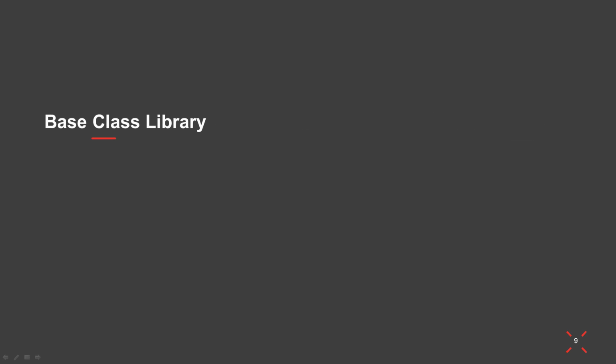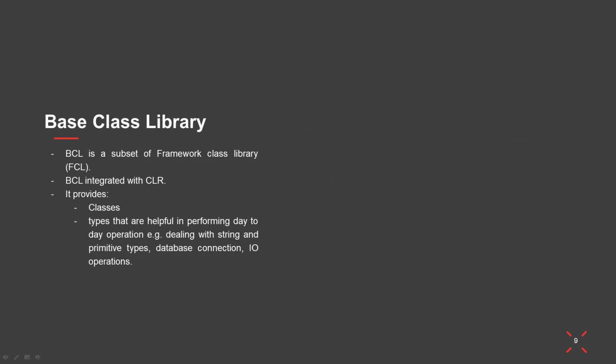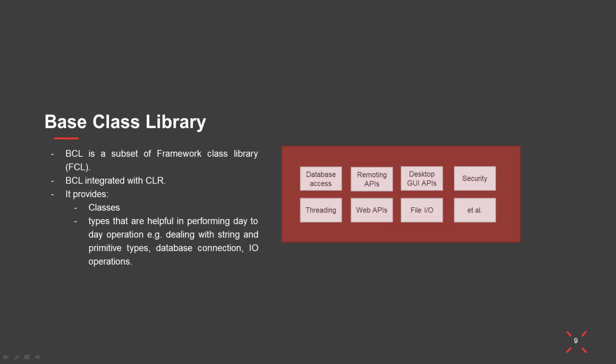So, Base Class Library. BCL stands for Base Class Library and is also known as Class Library or CL. BCL is a subset of Framework Class Library, which you saw early in this video, and Class Library is a collection of reusable types that are closely integrated with CLR. Base Class Library provides classes and types that are helpful in performing day-to-day operations, for example, dealing with strings and primitive types, database connection, and I/O operations.